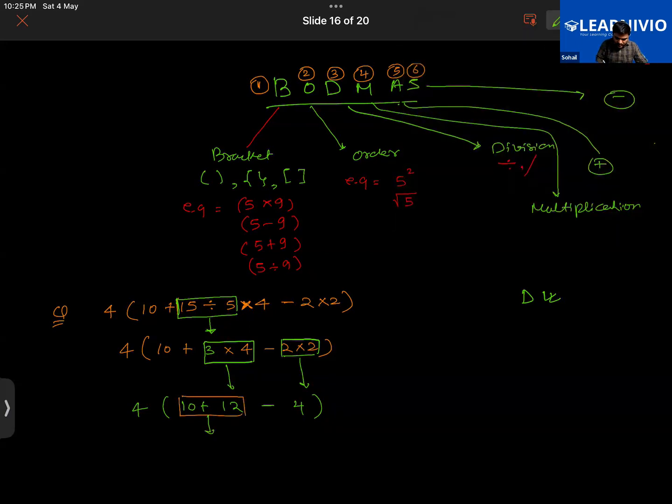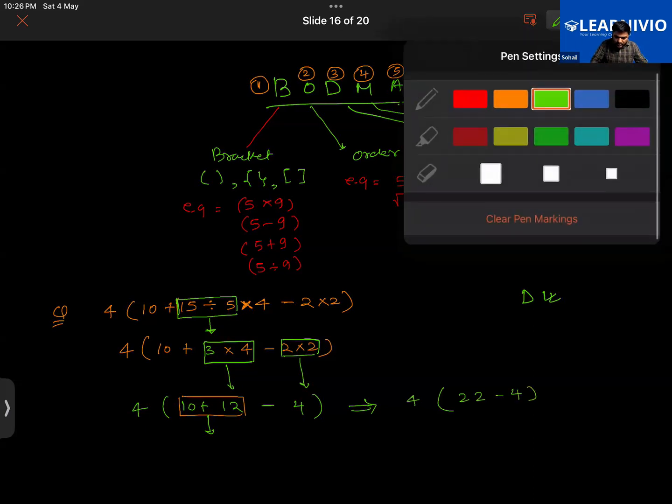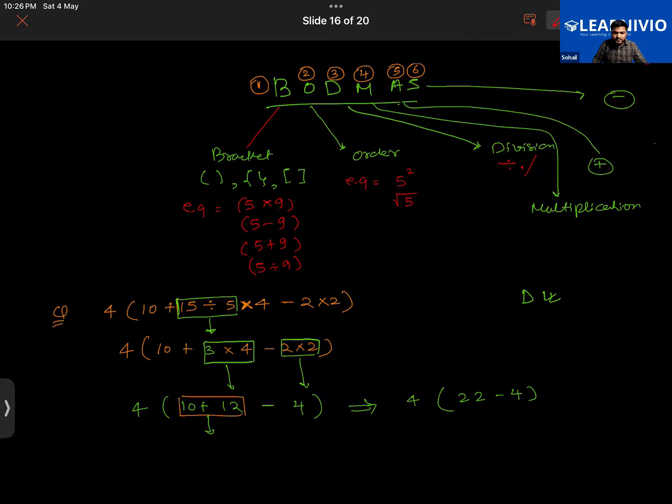Good. Yeah, I'm doing it over here. That becomes 22 minus 4. So now there's no issue. Only 18 is left right now. 18. Very good.